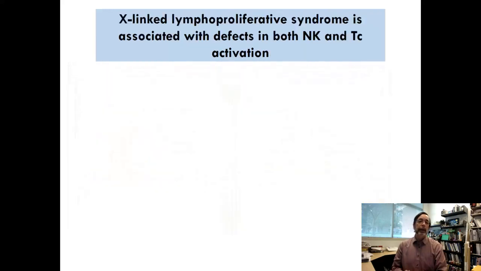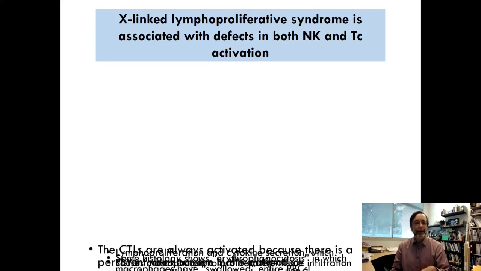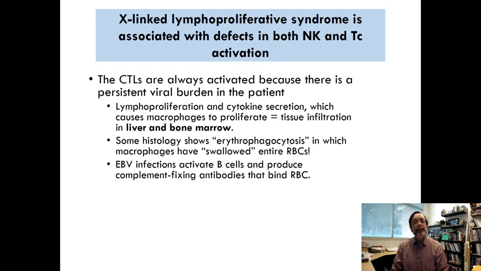Okay. So there are defects in both NK and TC activation because it's a missing protein that is involved with receptors on both, the 2B4 on the NK and then the SLAM on the TC. So cytotoxic T lymphocytes are always activated in this case because there's always viruses around. Remember, kids are always infected. So they're not able to clear out the viruses like normal, and that's why you have the chronic activation of the immune system. You have lymphoproliferation, you have cytokine secretion, and macrophages are going to be like, why are the T cells always saying that we should be, why do I have this always low constant?